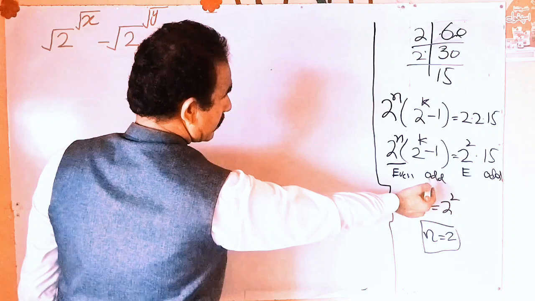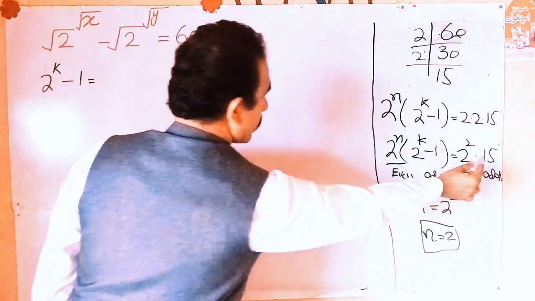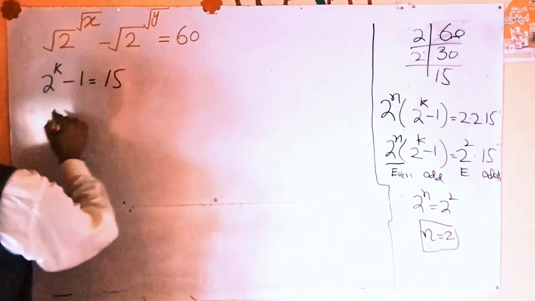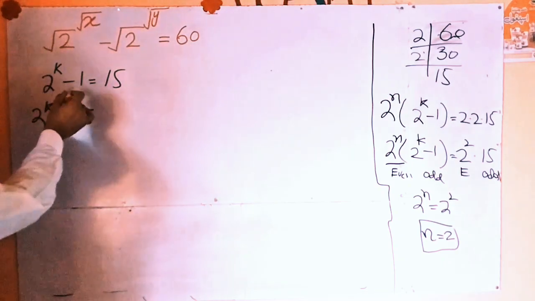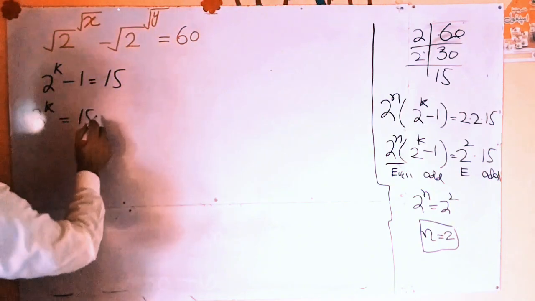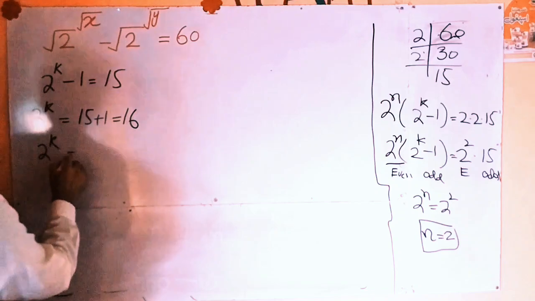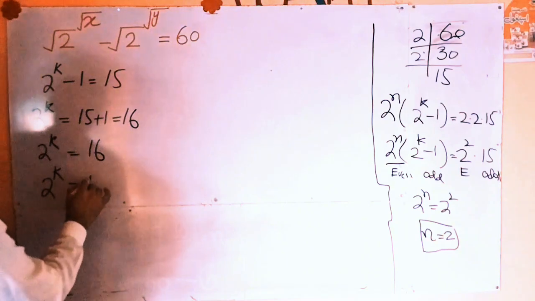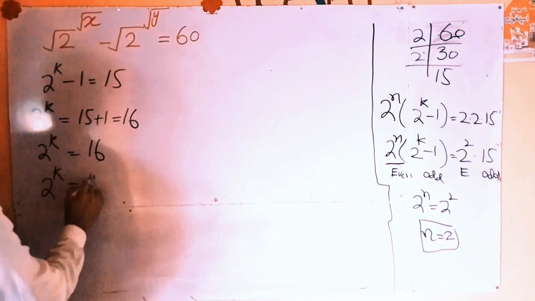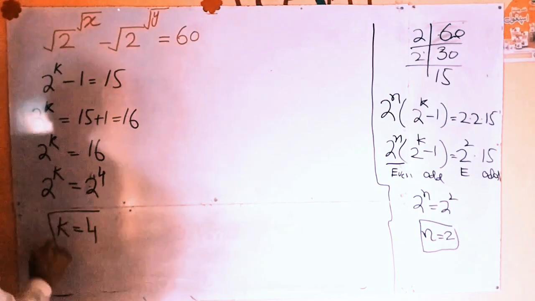Now we take the other factor: 2 power k minus 1 is equal to 15. If minus 1 goes to the other side of the equal sign, it becomes positive: 16. 2 power k is equal to 16, which is 2 power 4. k is equal to 4.